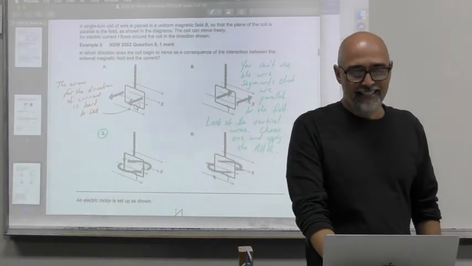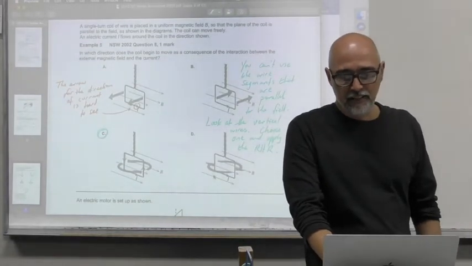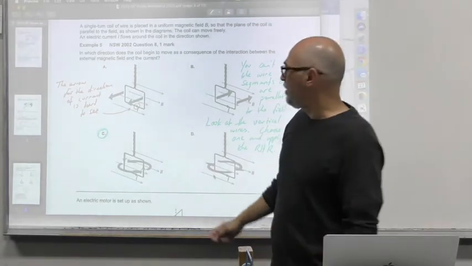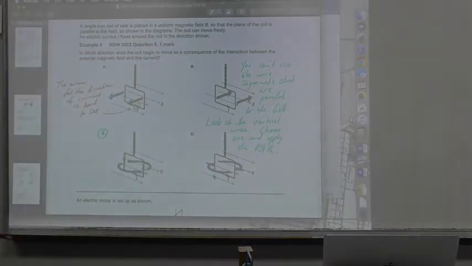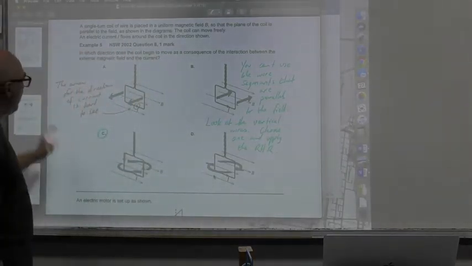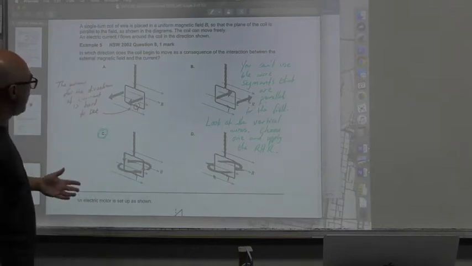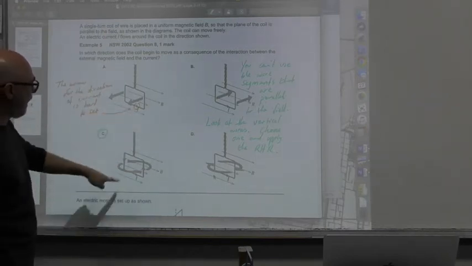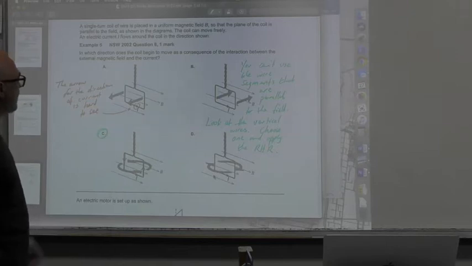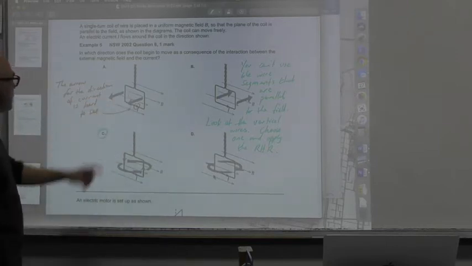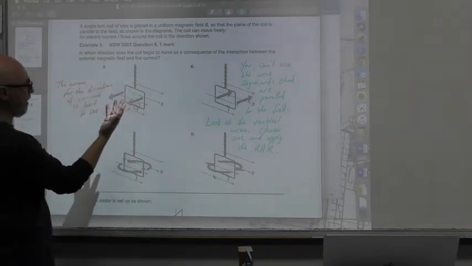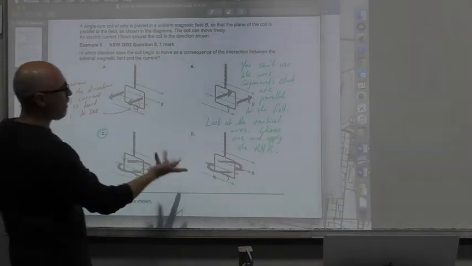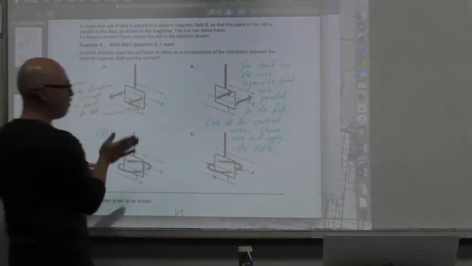Okay. Again here, a spinny thing. What I've done here is I've looked at the direction of the current through the loop, which is given. It's a little hard to see the black arrow there, so I made it more obvious. I tried the right-hand rule on this one, and it did not give the answer that's required. In which direction does the coil begin to move? In other words, which way does it spin? Does it spin this way, that way, or does it all just move this way or move that way?